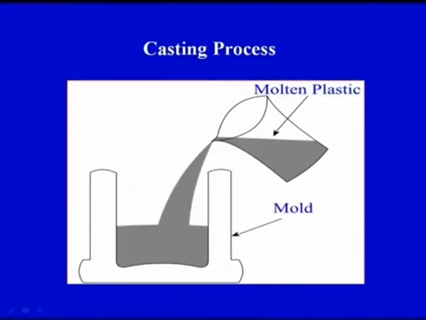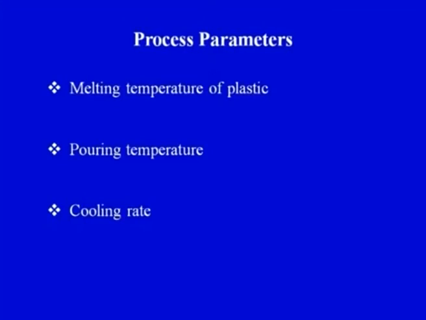On your screen you can see a very simple diagram. This is the molten plastic, grey color, and it is being poured into the mold. This is the mold. The molten plastic is being poured into the mold. The final product that will come out will be according to the shape of this mold. So most simple process, we have a plastic, we are melting it, the molten plastic is being poured into the mold. The final shape of the product would depend upon the shape of the mold.